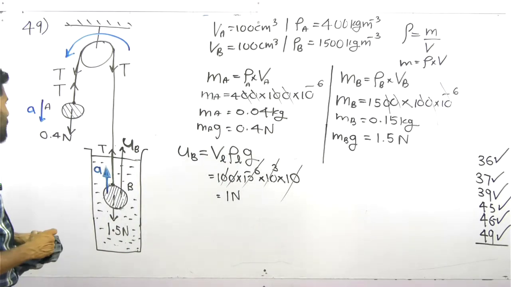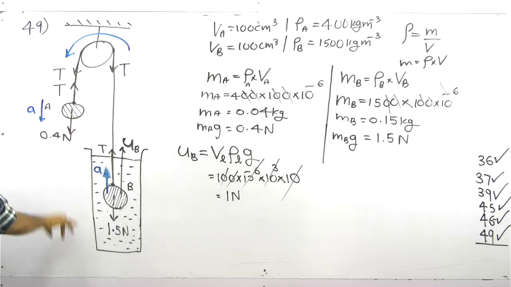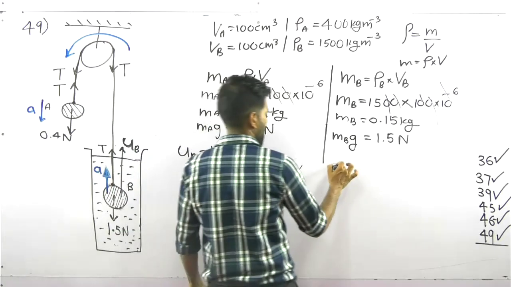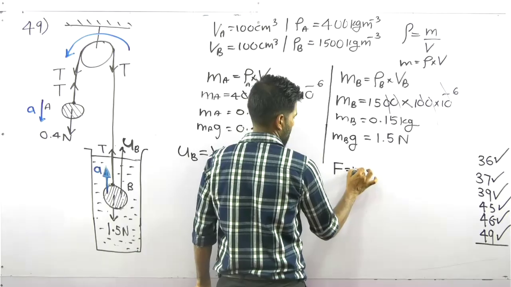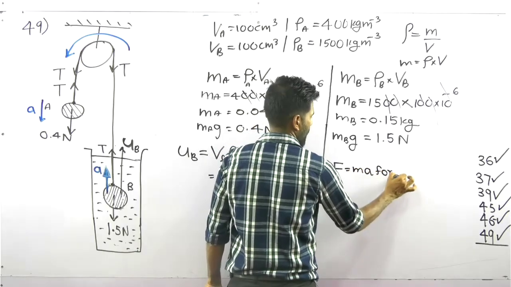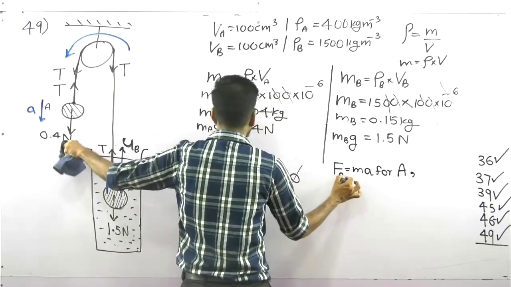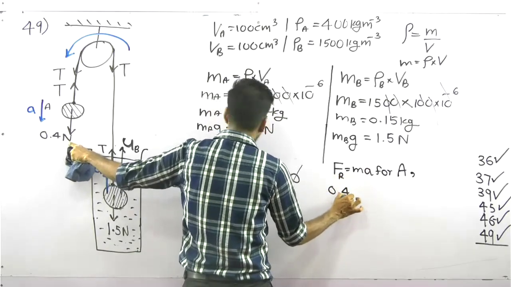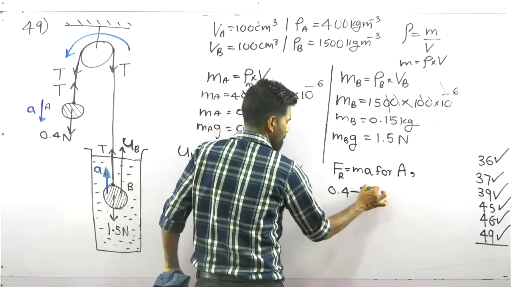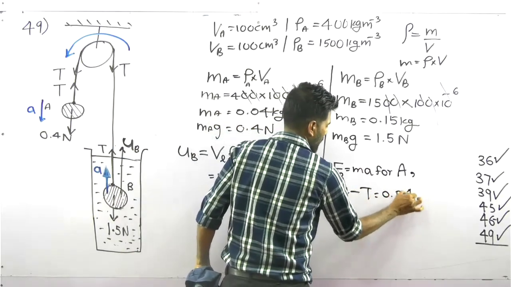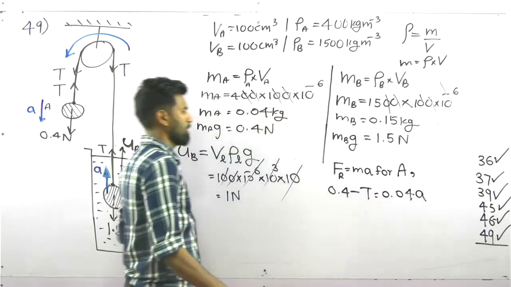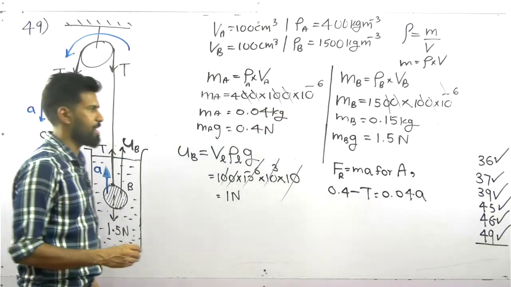Okay. Applying F equals ma for A. F is the resultant force: weight 0.4 minus T equals 0.04 times acceleration. Applying F equals ma for A.